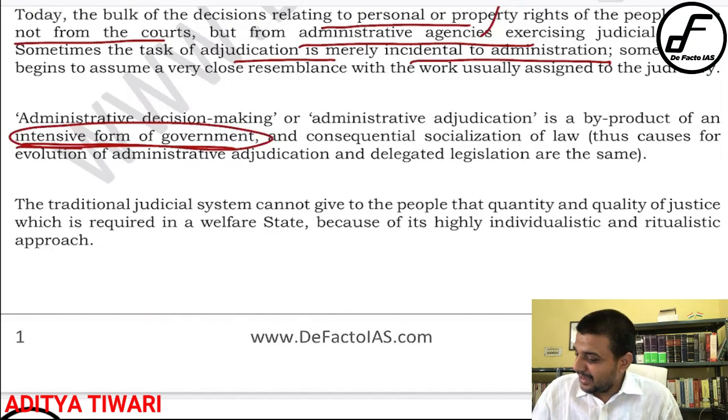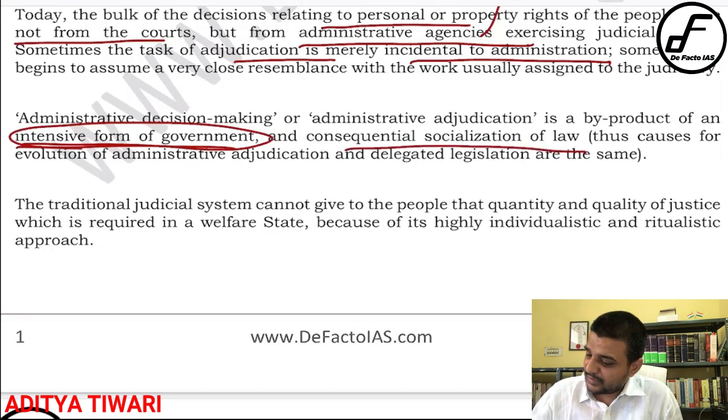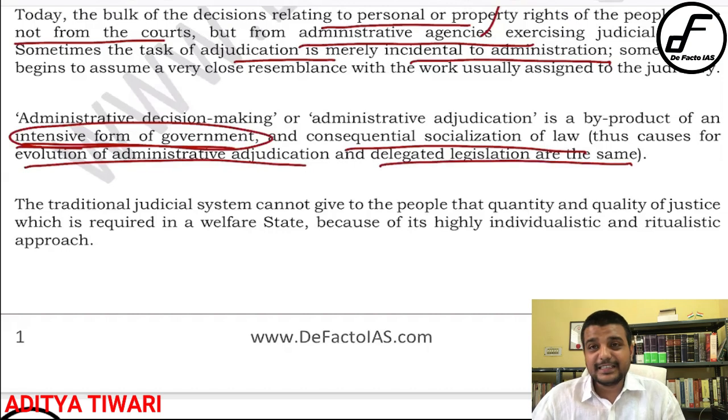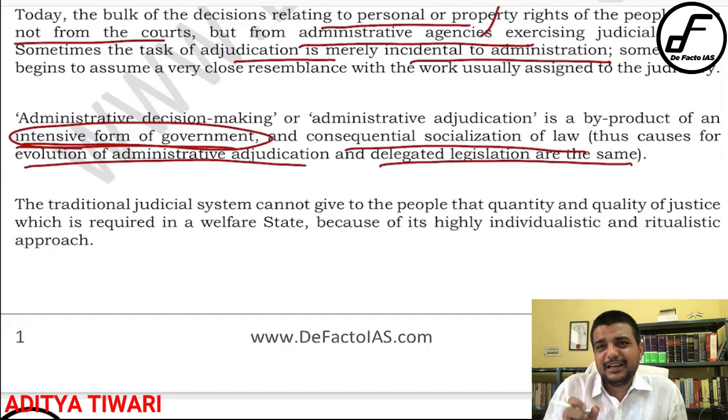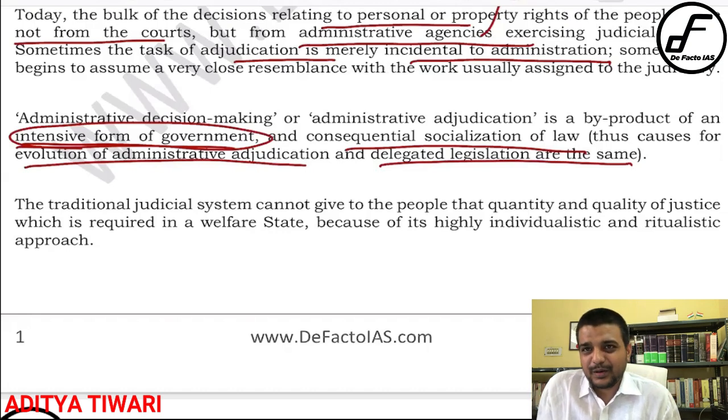Consequential socialization of law, right? Thus the causes for evolution of administrative adjudication and delegated legislation are the same. Somewhere it comes together. When you have an intensive form of government, you need to have administrative machinery. Once you have administrative machinery, you must give them a certain form of delegated legislation so that they can adjust that administrative machinery according to the practical needs of administration. That again comes to the governance part. That is one thing you have to keep in mind.